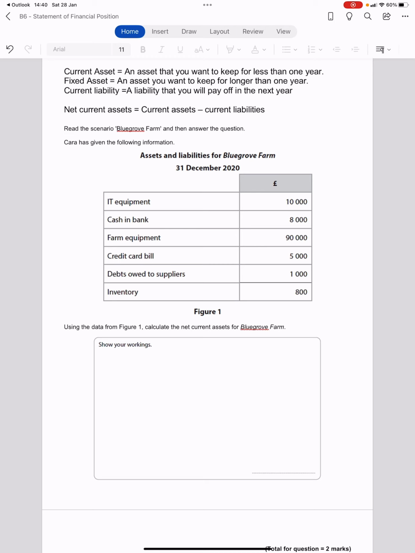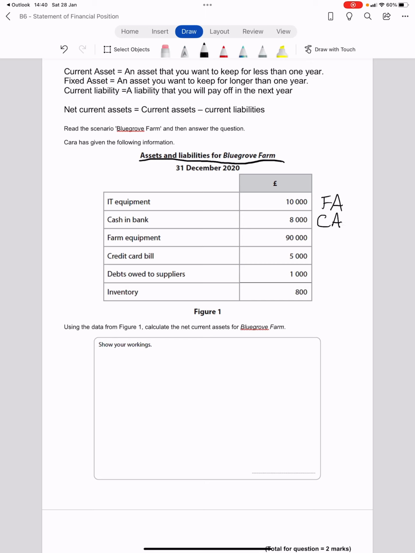So let's have a look at this then. We're going to break down this table of assets and liabilities into current assets, fixed assets, and current liabilities. So IT equipment, that's something that we're going to keep for longer than 1 year. So that's going to be a fixed asset. And I'm just going to start by writing FA, CA for current asset, or CL for current liability next to each of these. Cash in the bank, so that's money that we have in the bank. That's definitely an asset, but also it's one that's going to come and go within the next year. So I'm going to write current asset for that one.